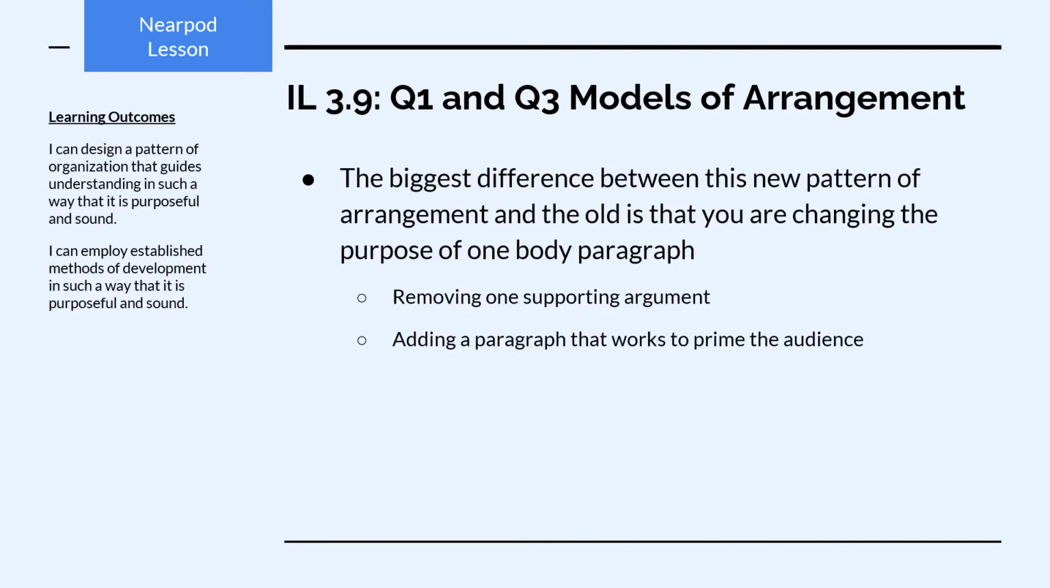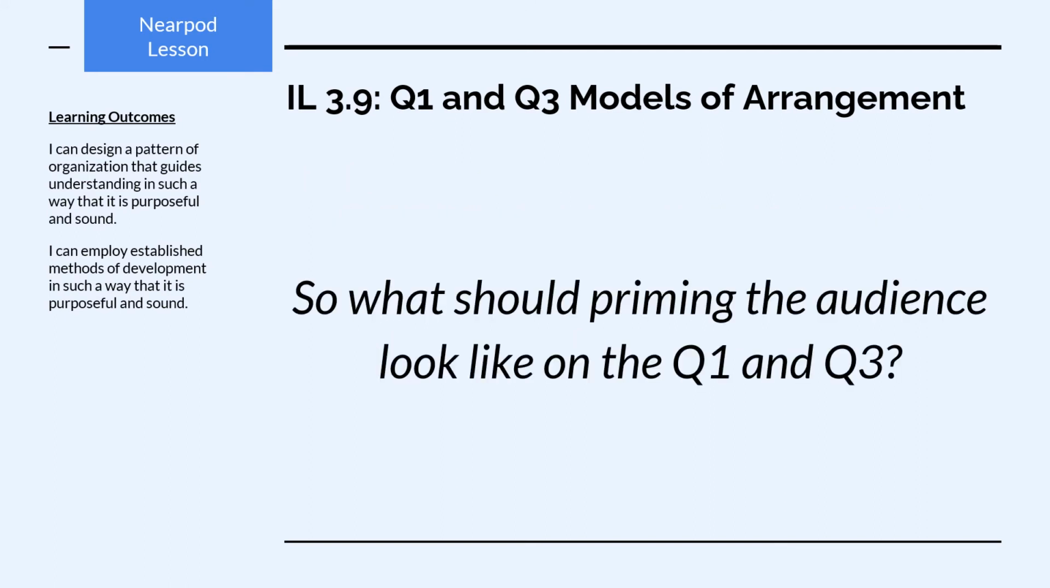So, as you've probably noticed by now, the biggest difference between this new pattern of arrangement and the traditional older pattern of arrangement is that you're really changing the purpose of just one body paragraph. But that's a big difference. You're removing one supporting argument and instead replacing it with a paragraph that works to prime the audience to some key understandings. So that raises the question, what should that paragraph look like? What should priming the audience look like on the Q1 and the Q3?